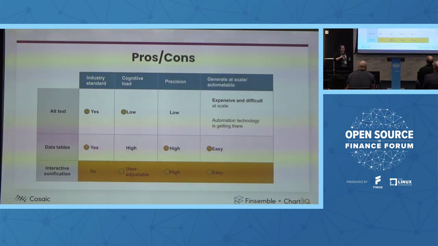There's also automation technology out there. Bless its heart. It's trying. Maybe it'll be there in a few years and it'll just generate these long paragraphs that will be the same as a person but cheaper. But you still don't get the level of precision.